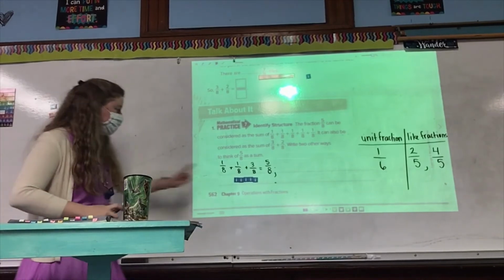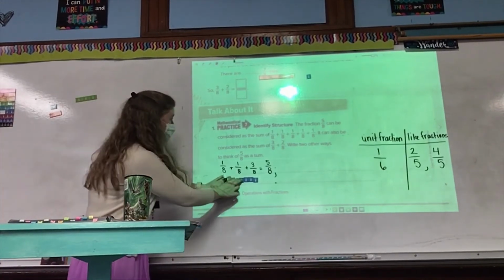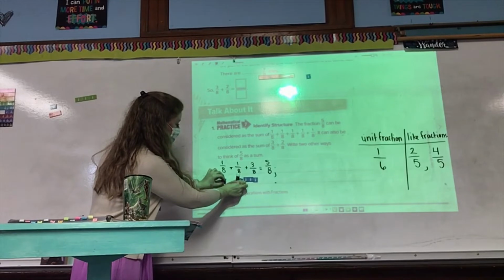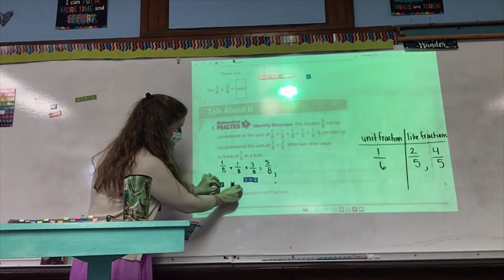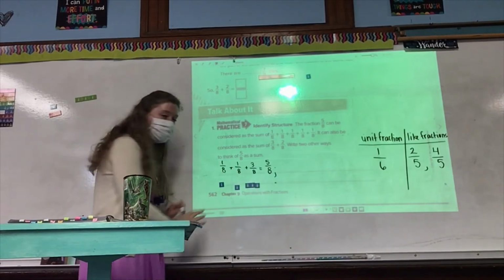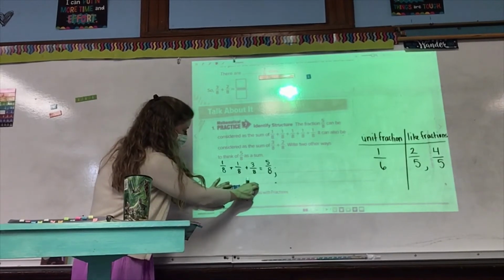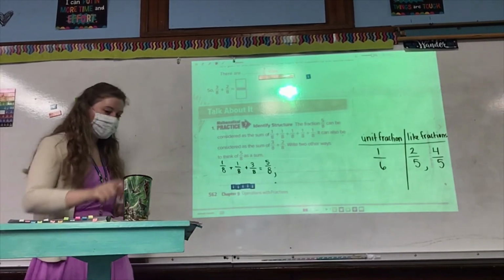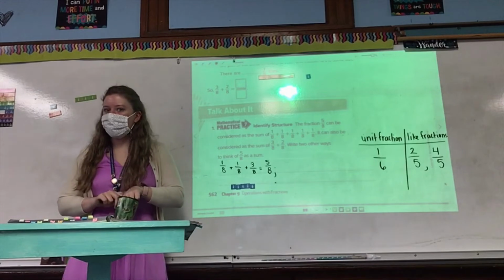Very good, Zari. So Zari thought 1/8 plus 1/8 plus 3/8. Oops, I forgot, there's like a wooden thing under here, so sometimes they don't stick. Once she put them all together, they made 5/8. Okay? I need another one.